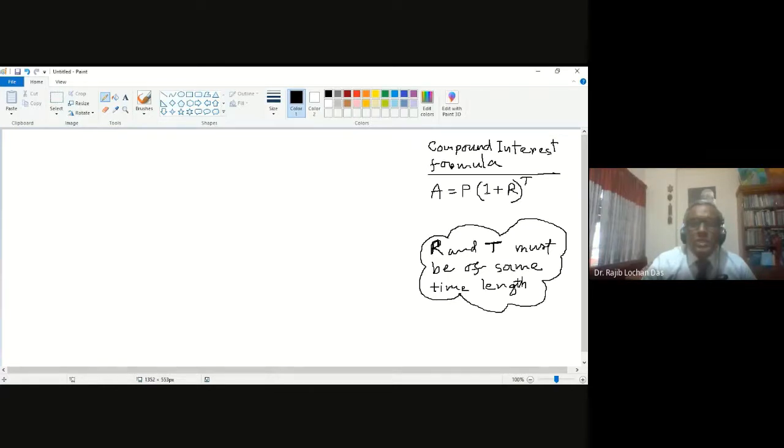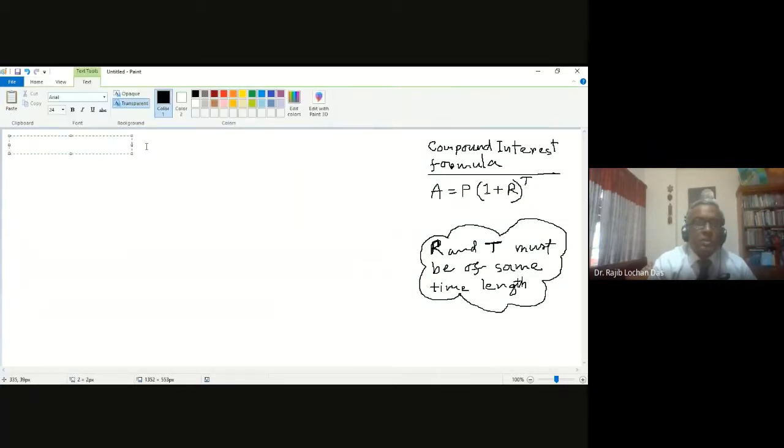so what I am saying, R and T has to be of the same time length. This is very, very important information. You have to keep this in your mind. And if you understand this, you will apply the value in the formula and the correct result will come. So that is not a problem. Otherwise, the result will not be correct. So let me give you some example problems and then I will show how to do that.